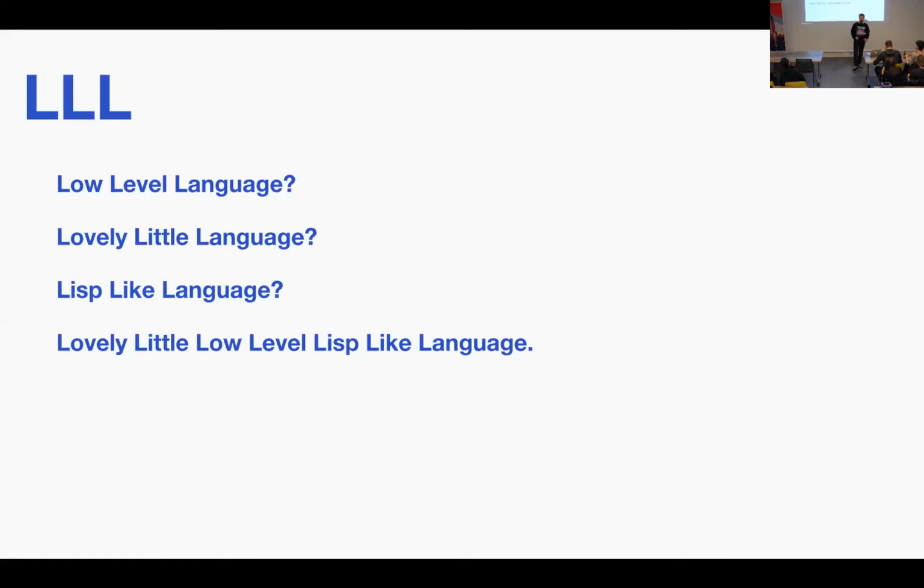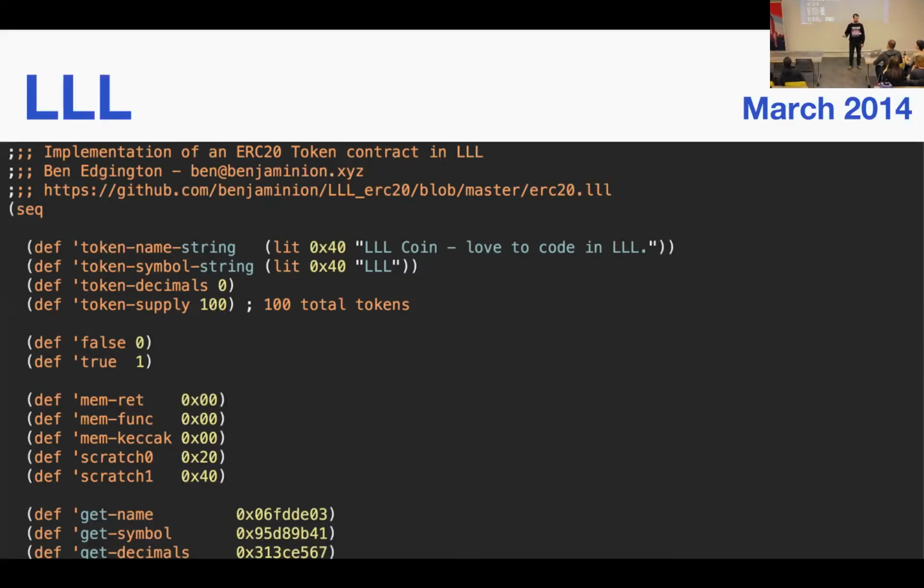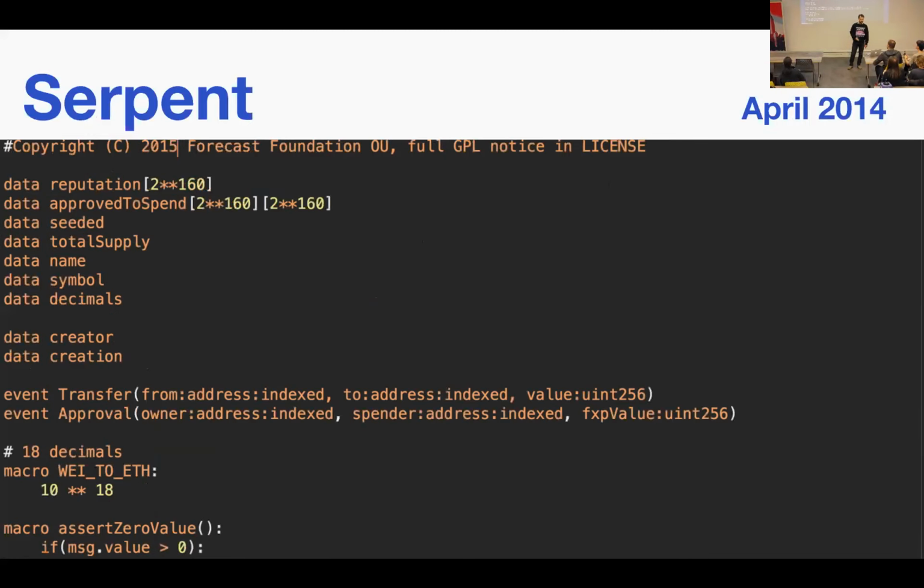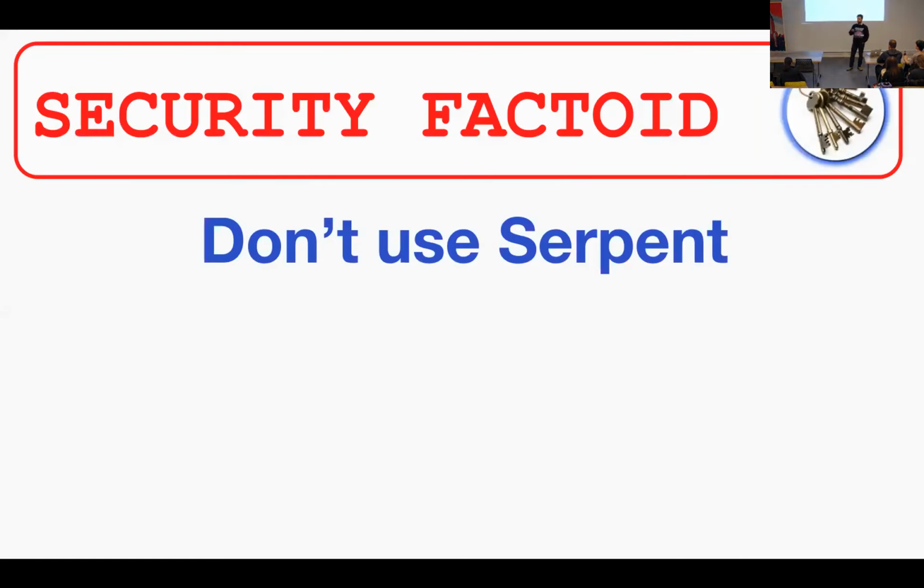LLL, it's sometimes called a low-level language, a lovely little language, a Lisp-like language. All of these things are true. This was released in March 2014. Serpent, this is Vitalik's own creation, is Python-esque, very readable. Also, you should never, ever use it.